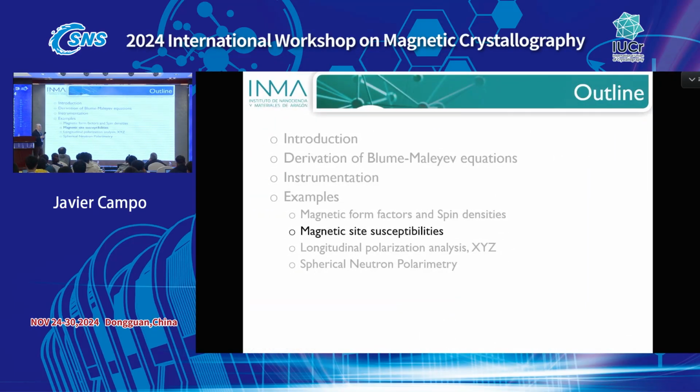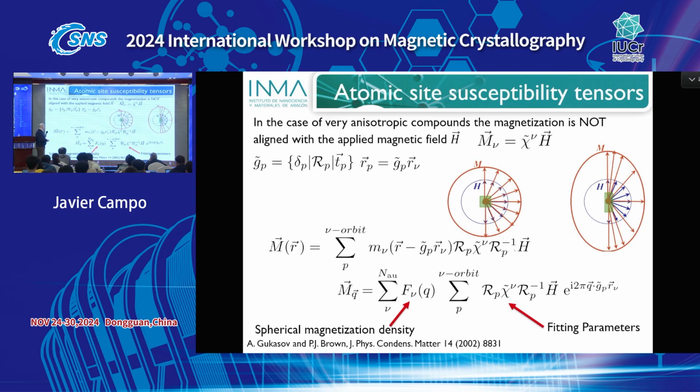Sometimes you cannot orient the magnetization along the magnetic field because your system is anisotropic. Even then, you can determine some very useful information. This was developed by Arsène Gukasov and James Brown. The idea is: I cannot polarize my magnetization, but my magnetization with respect to my magnetic field is related by a susceptibility tensor, and then I will model the components of the susceptibility tensor. This is the idea. Maybe I need to go faster.